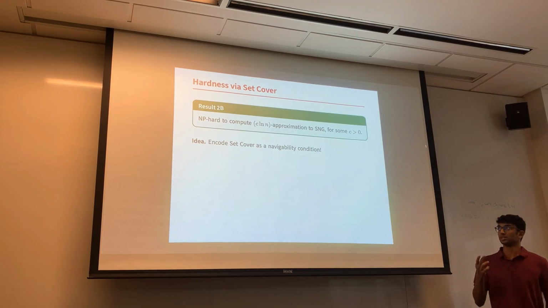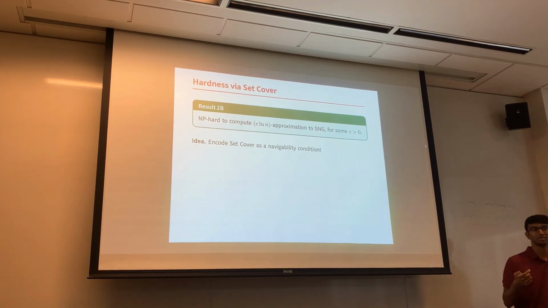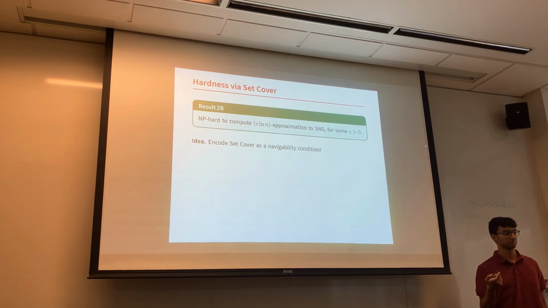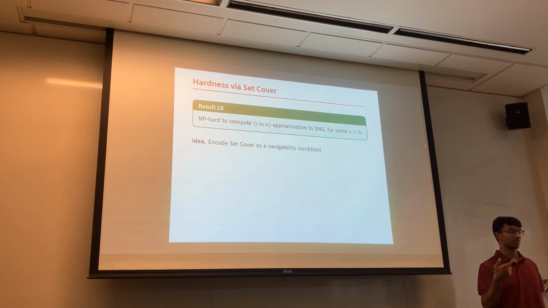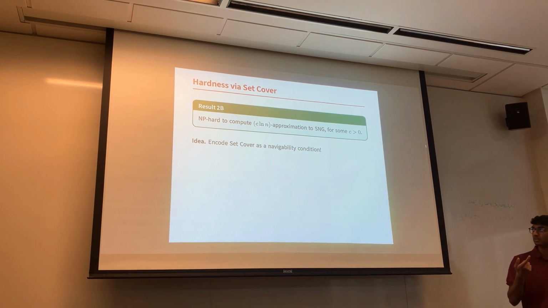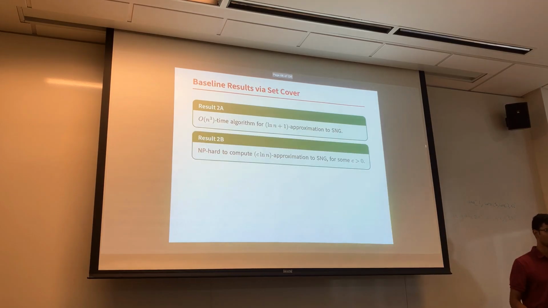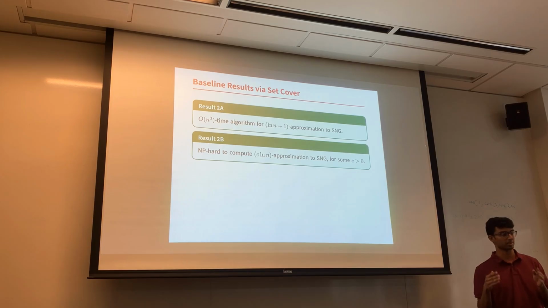So our second mini result here is that it's actually NP hard to do any better than a log n approximation. And the main idea, which I'm not going to really go into in this talk, is that we encode set cover as a navigability condition by constructing the right metric. So we have a polynomial time, an n cubed time algorithm for building a log n approximation of the sparsest navigable graph. But we shouldn't expect to do any better in terms of approximation in polynomial time.